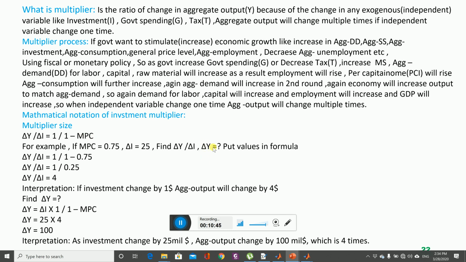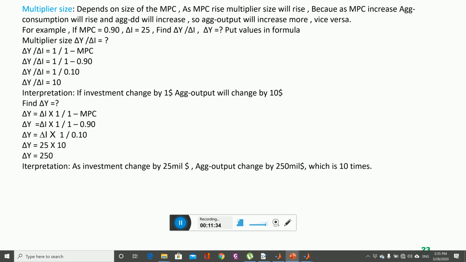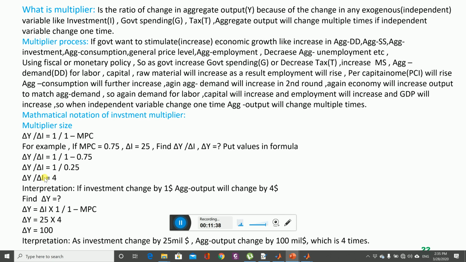And the second part of the question: calculate how much aggregate output will change. Put these values in the formula. Delta Y over delta I is equal to 1 divided by 1 minus MPC, and MPC is given, so put in 0.75. So delta Y over delta I is equal to 1 divided by 1 minus 75%, which is 25%, 0.25. When we divide 1 by 0.25, we get 4. You can do this, students, using a calculator. Just put the values in the formula, use a calculator, and delta Y over delta I will give you 4.